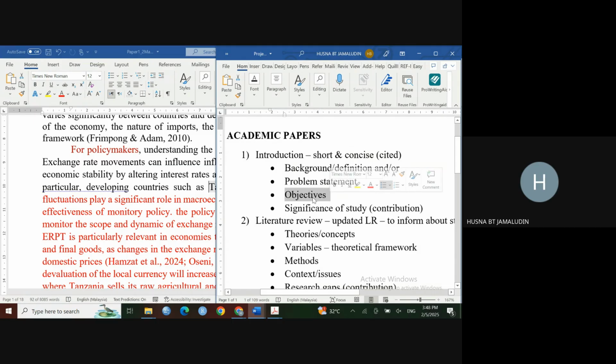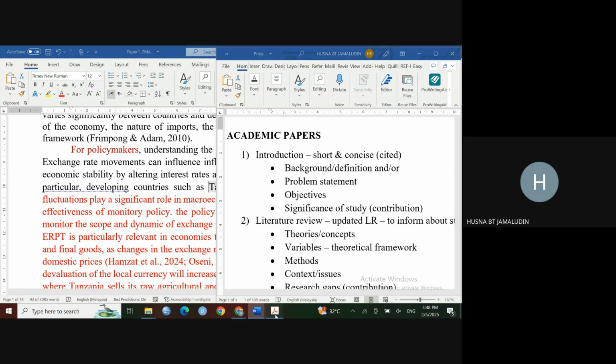So your objective should be meant to tackle the problem. For example, your problem is about food waste, but your objective is to study general waste, or your objective is looking at something else. No, your problem should tally with the objective, because if you have the problem, your objective is to address the problem.